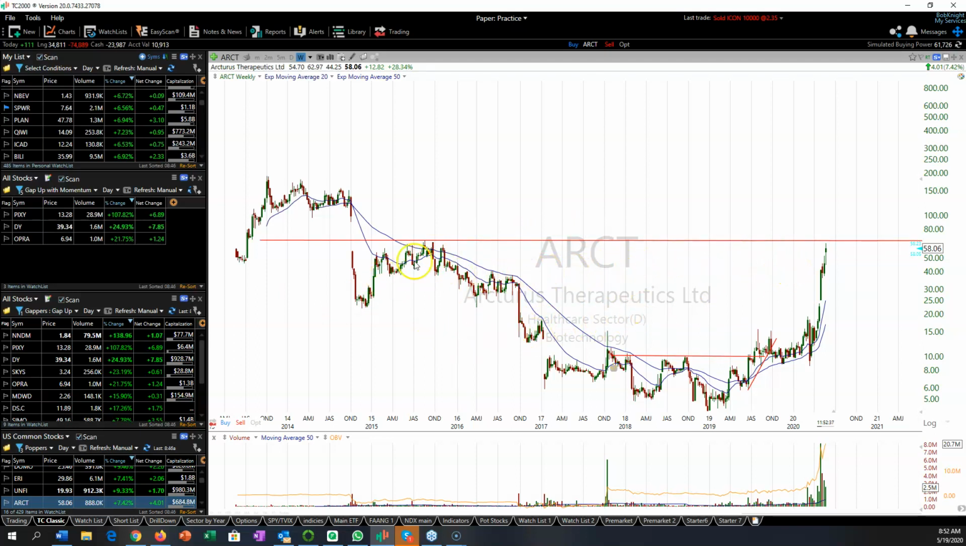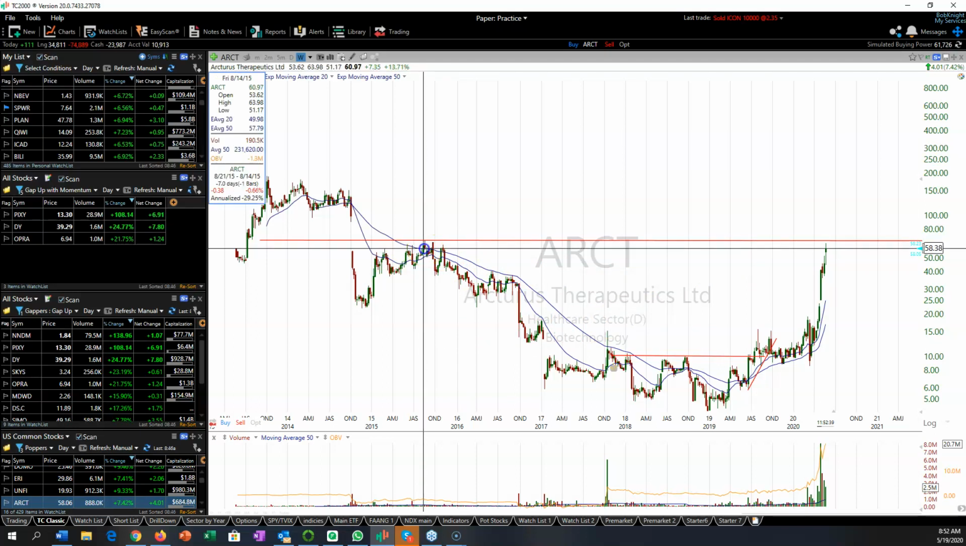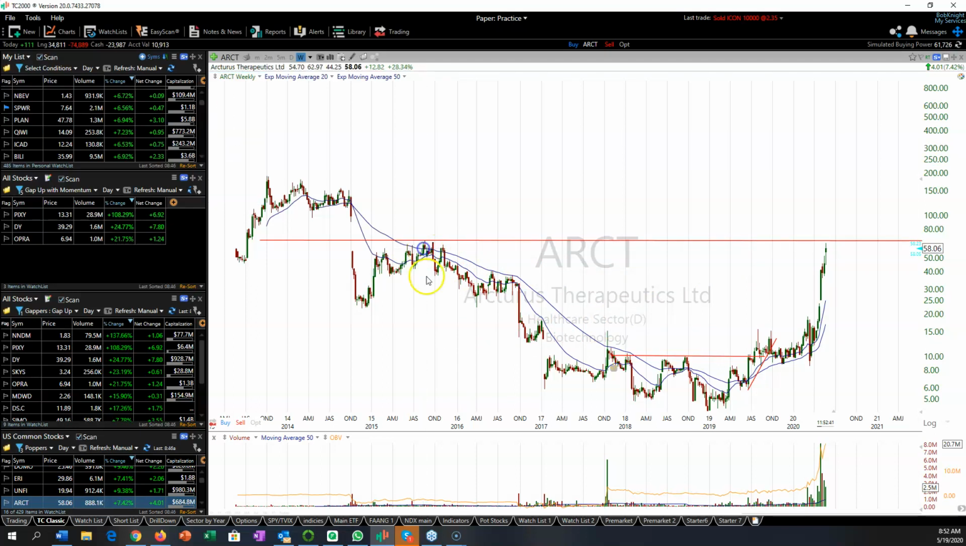So this line here at 63, so at $64, is psychological resistance for a number of reasons. It's a whole number, one, and two, this is the previous high in here. So anybody that's looking at this chart is going to say, okay, that's going to be resistance, I'm going to sell there.